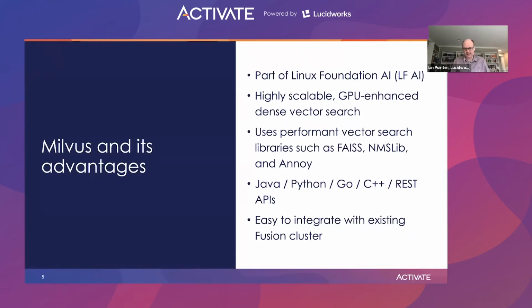Behind the scenes, it uses performant vector search libraries such as Facebook's Faiss, NMSlib, and Annoy. It comes out of the box with Java, Python, Go, C++, and REST APIs. So it was fairly easy to programmatically integrate with Fusion.